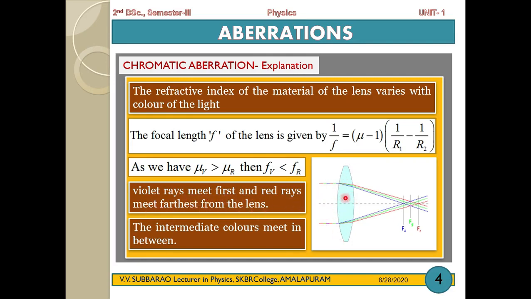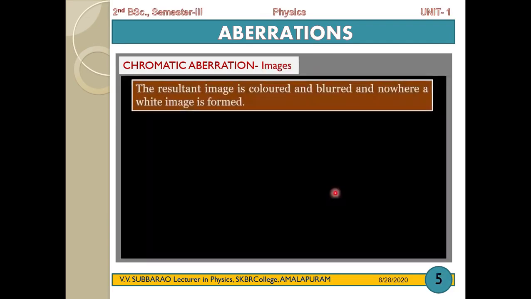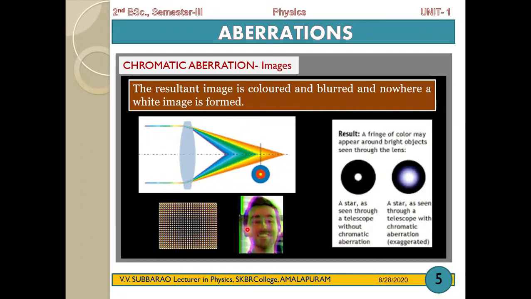The dispersion of light takes place and violet rays will be focused close to the lens and red rays will be focused to a point far from the lens. The intermediate colors meet in between. The other colors in the VIBGYOR will meet in between the violet focus and red focus. As a result, the image is multicolored.